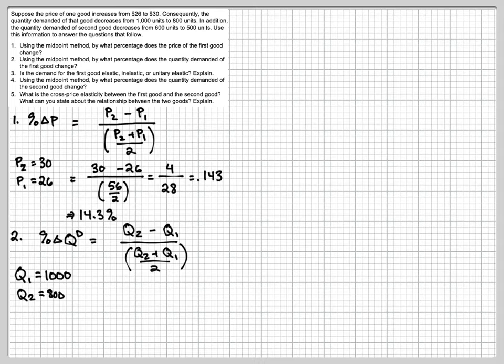Or 200 divided by 900, or 0.22, or 22%. So QD falls by 22%.